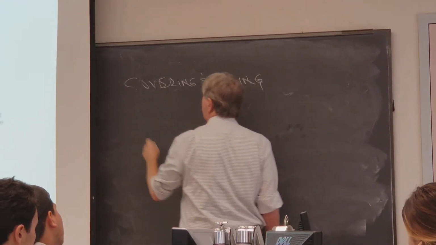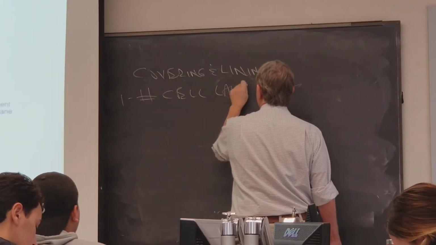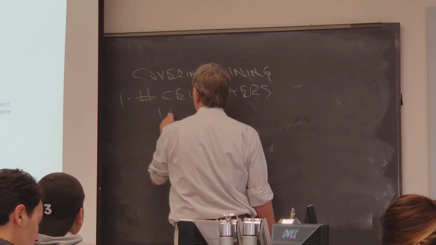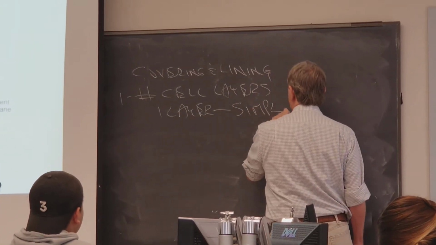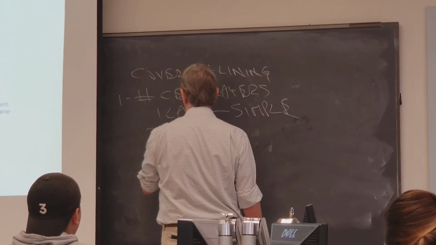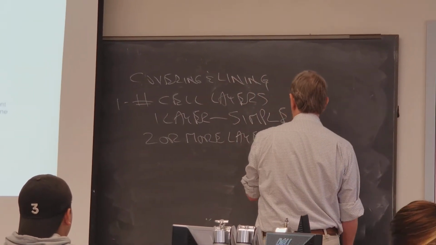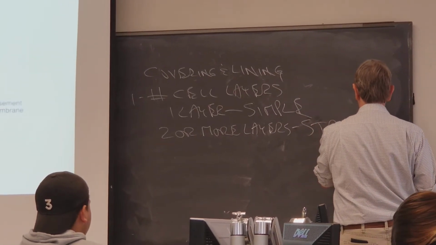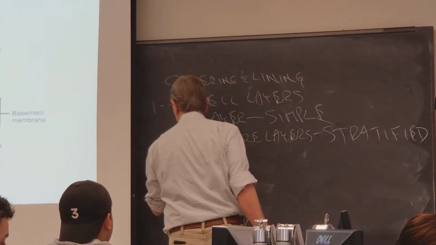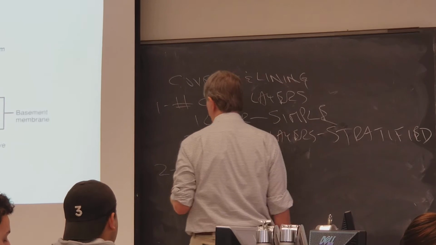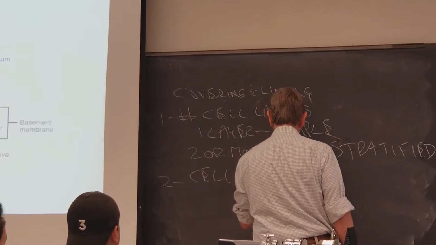Right, the first thing is the number of cell layers that are involved in the tissue. If you have one layer of cells, this is characterized as a simple type of epithelium. If you have two or more layers, this is characterized as stratified. Okay. Second thing that's important here for characterizing the covering and lining surface epithelium, cell shape. And there are three principal shapes.